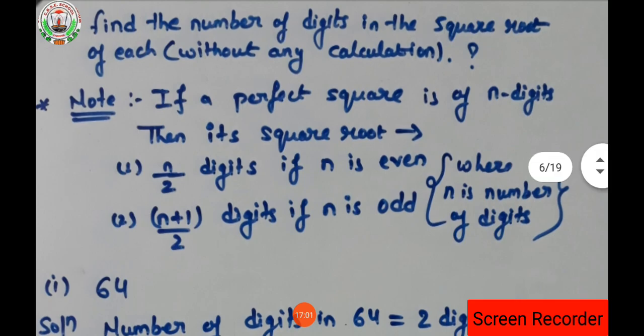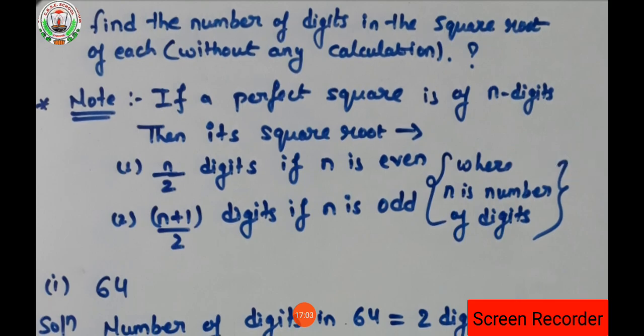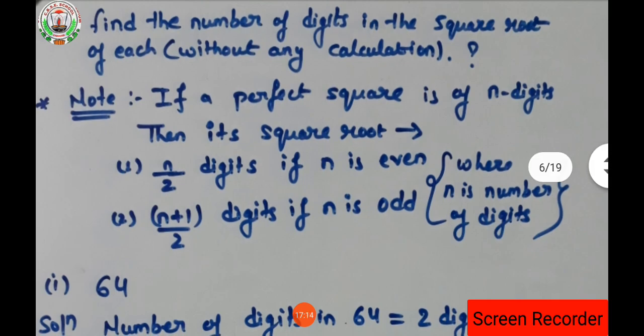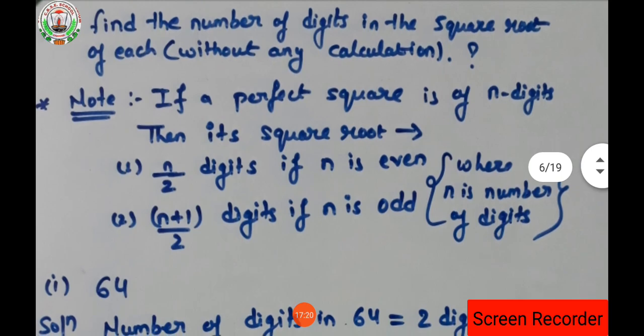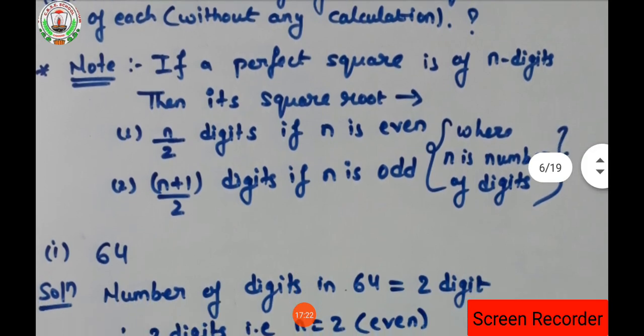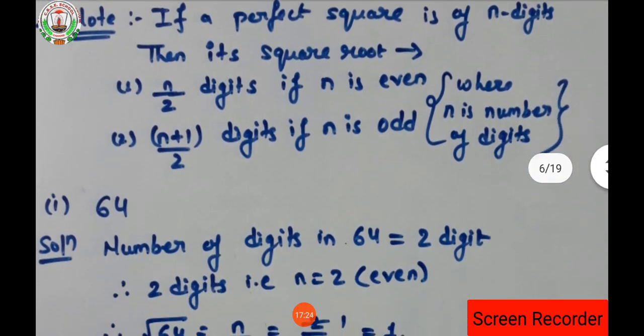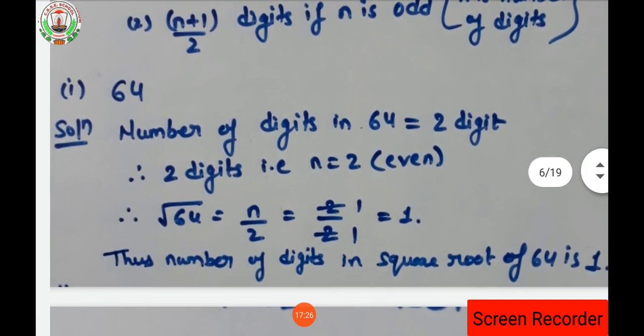So n is equals to 3 and 3 is an odd number. So we are going to put the second condition, that is n plus 1 by 2, which is 3 plus 1 upon 2. So 3 plus 1 is 4, 4 divided by 2 is 2 itself. Like that we have to solve. It will be more clear while doing the questions. So remember, we have to find here the number of digits, not the square root. The square root is having how many digits, it is asked like that.